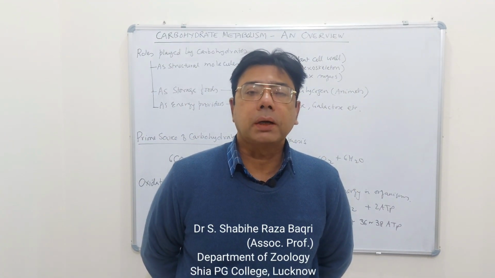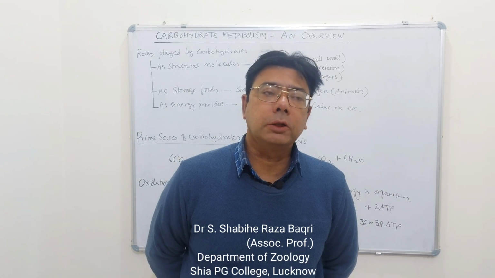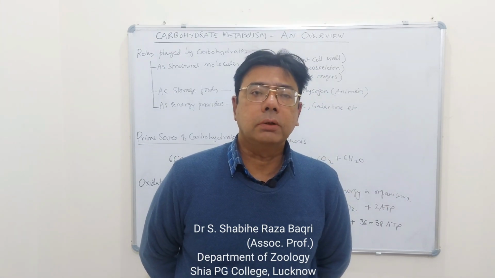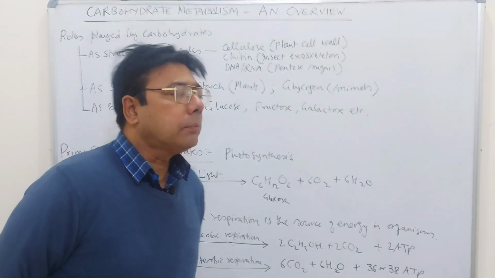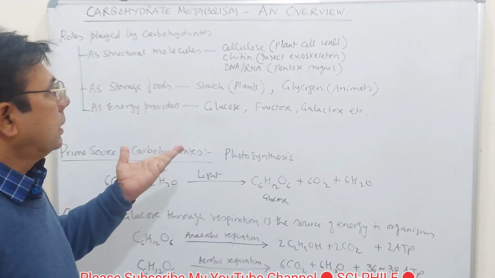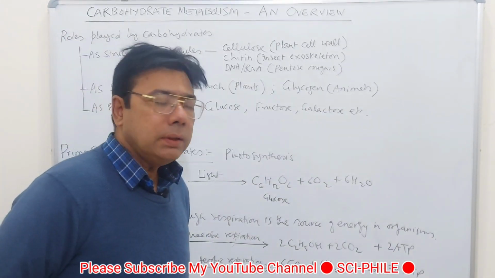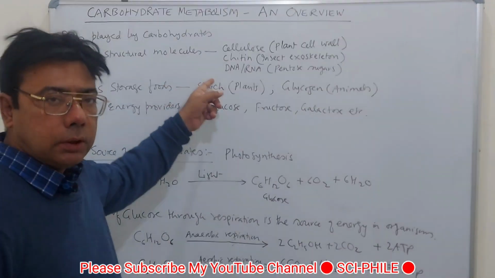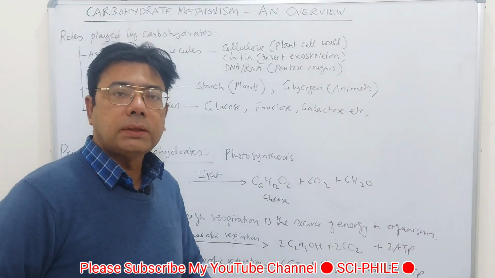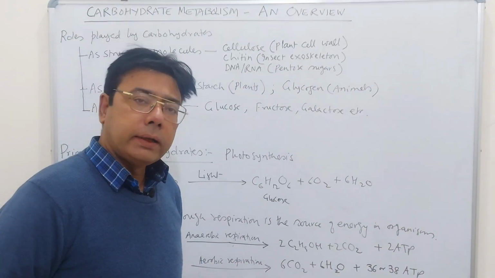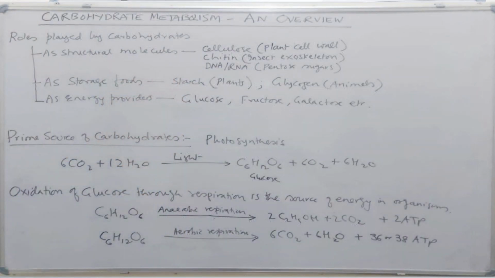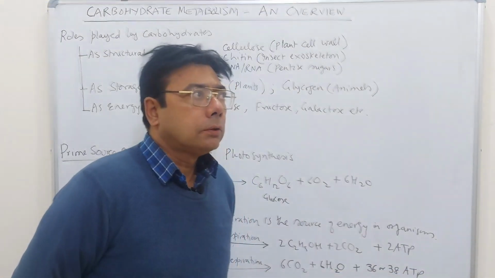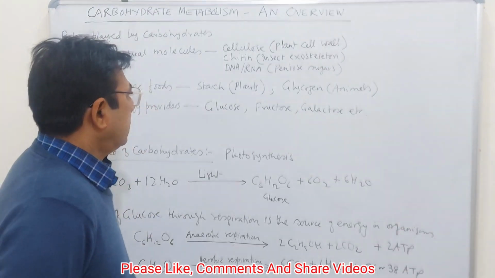In this video, which is a part of my video series on biomolecules, I wish to present before you an overview of carbohydrate metabolism. So first let me remind you that carbohydrates perform a number of roles in living organisms. First of which is that they are structural molecules. As you know, cellulose forms the cell wall of plant cells and chitin forms the exoskeleton of insects. Besides that, they are present as pentose sugars in DNA and RNA also. So this is their first role, which is a minor one.